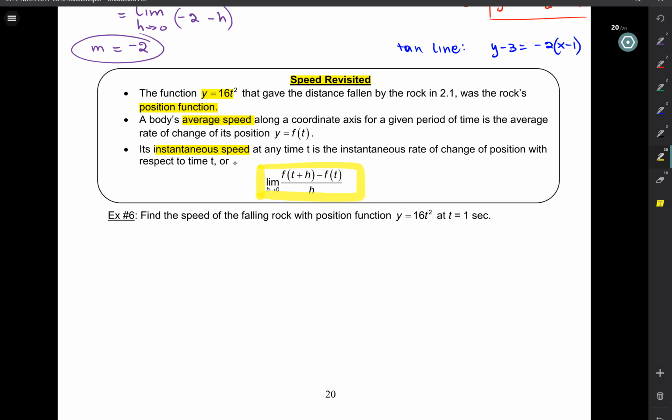So these two, you just have to know. When you're looking for speed on a test, on a quiz, whatever, think to yourself, is it average speed? Is it instantaneous speed? Instantaneous speed is always, at that point, the limit as h approaches 0. Okay? Instantaneous speed means at that point, it's always the limit as h approaches 0. So when you're looking for instantaneous rate of change, that word, instantaneous, you have to think of limit as h approaches 0. Okay? Question?